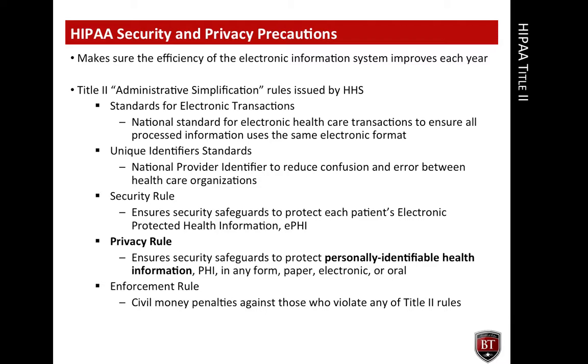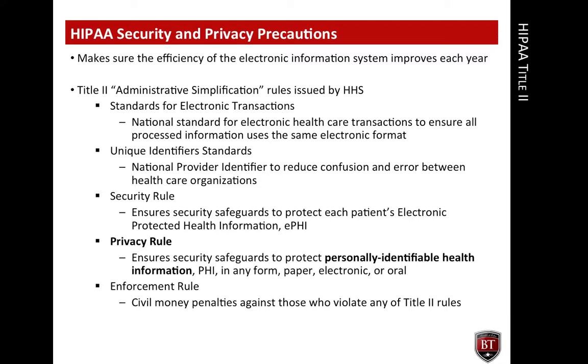The next rule is the Unique Identifier Standards, which creates a national provider identifier for healthcare organizations and providers to reduce confusion and error. The security rule and the privacy rule are probably the two most important rules that will apply to employers. The privacy rule in particular is the most common rule that is thought of when speaking of HIPAA. The security rule ensures security safeguards are in place to protect each individual's electronic protected health information, or EPHI.